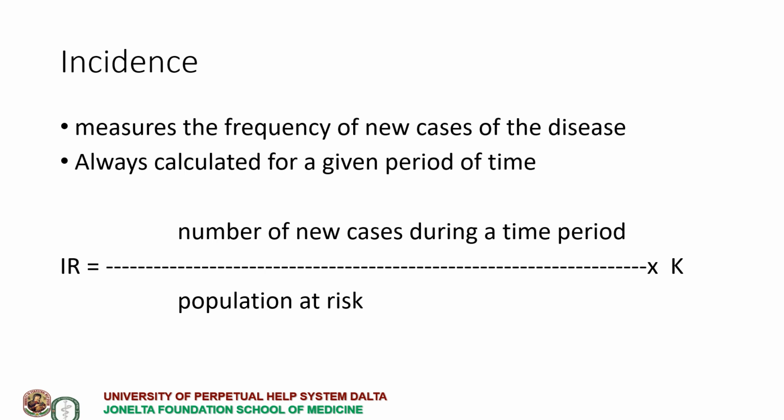Incidence, on the other hand, measures the frequency of new cases of the disease. It's always calculated for a given period of time. Formula of which would be number of new cases during a time period over the population at risk.